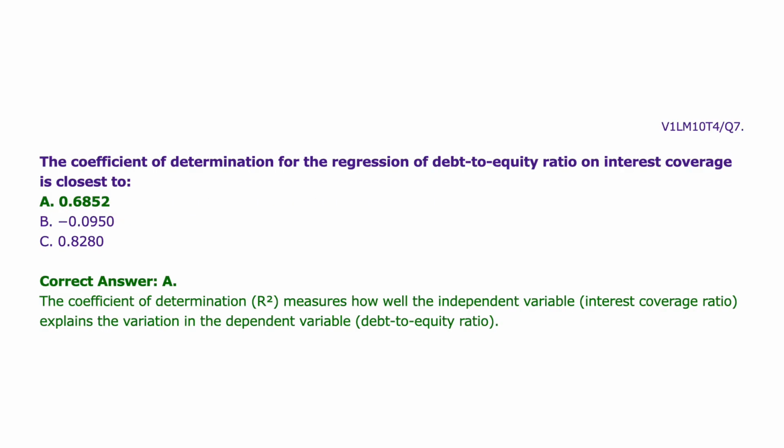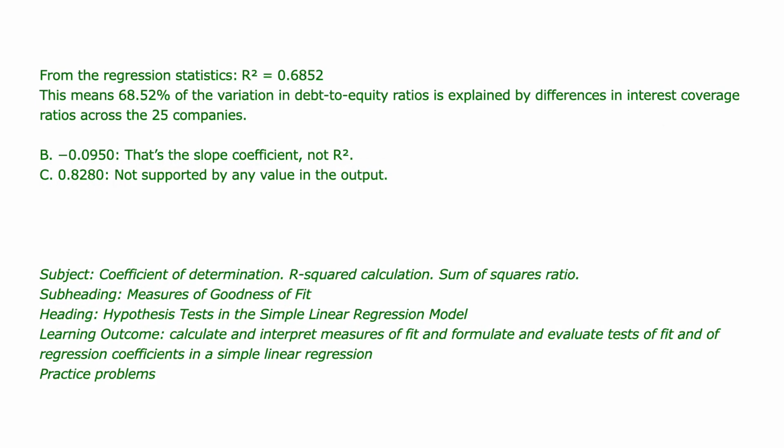R to the power of 2 measures how well the independent variable, interest coverage, explains variation in the dependent variable, debt-to-equity ratio. R to the power of 2 equals 0.6852. 68.52% of the variation in debt-to-equity ratios is explained by interest coverage. Option B, negative 0.0950, is the slope coefficient, not R to the power of 2. Option C, 0.8280, is not supported by the regression output.